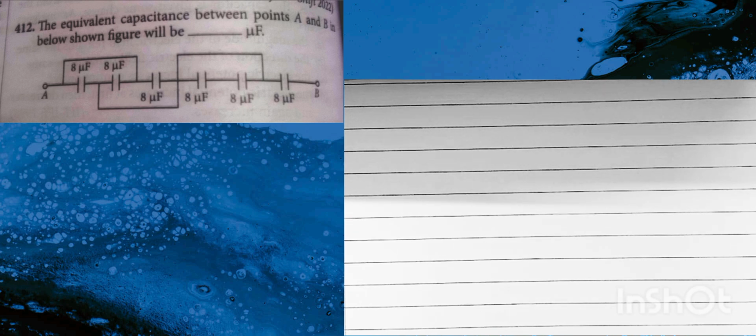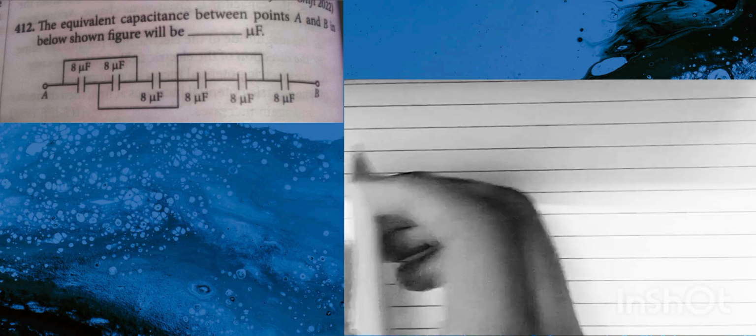So let's draw the figure. Now there are two things which I can see in the figure. Number one is we have been given two nodes or two endpoints across which we want to find the equivalent capacitance, that is A and B. Number two, all of the capacitors have the capacitance 8 microfarads. So let's draw the figure.